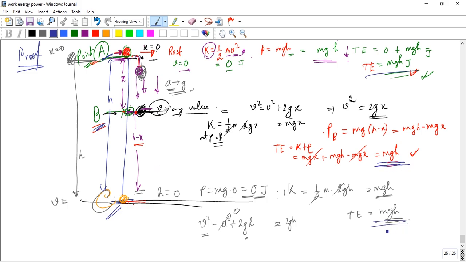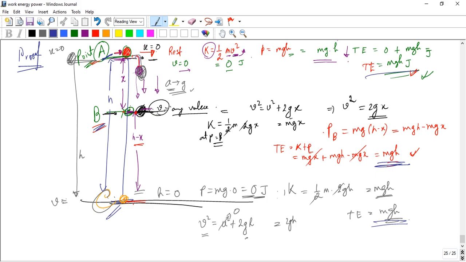So that verifies the principle of conservation of energy, because the total energy is a fixed value, it is conserved. At every point the total energy is conserved, a fixed value, suppose 10 joule or 20 joule. Kinetic energy and potential energy may differ, but the total energy is the same.